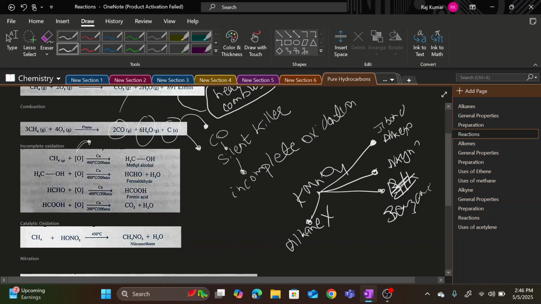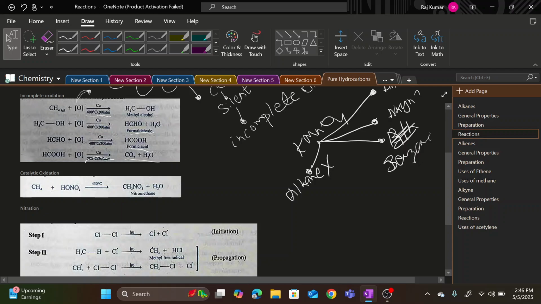Alright. So right after this, let's understand this important concept. When methane is oxidized at this temperature, 400 centigrade and 200 atm, we get alcohol. When alcohol is oxidized at the same temperature and pressure, we get aldehyde. When aldehyde is oxidized under the same conditions, it produces an acid. And when an acid is oxidized at 200 centigrade and 200 atm, it produces carbon dioxide. This is something really important to understand.